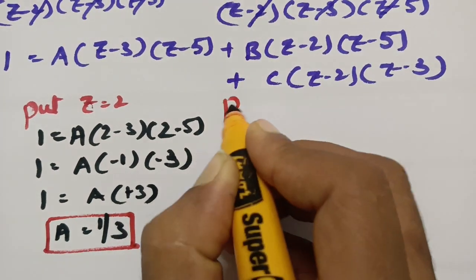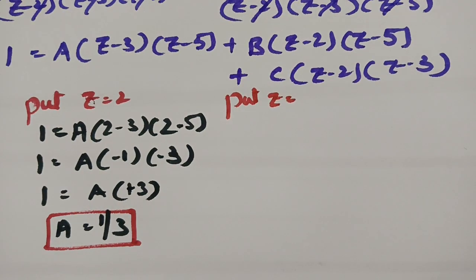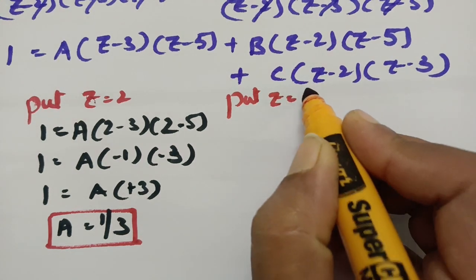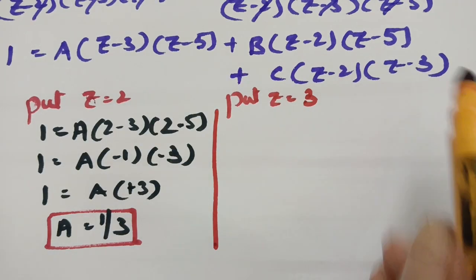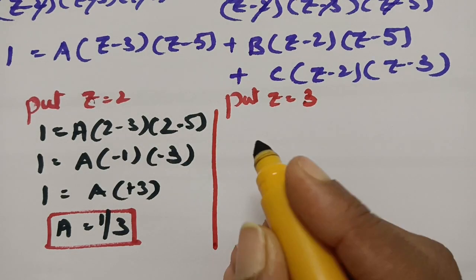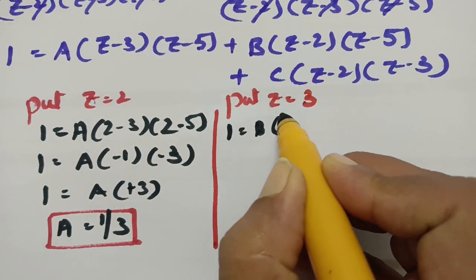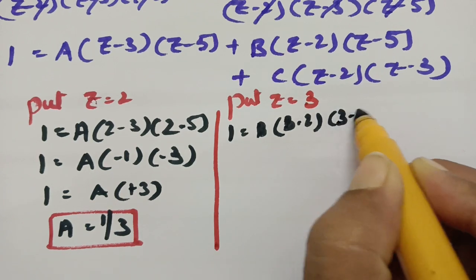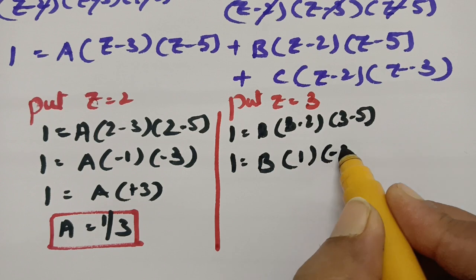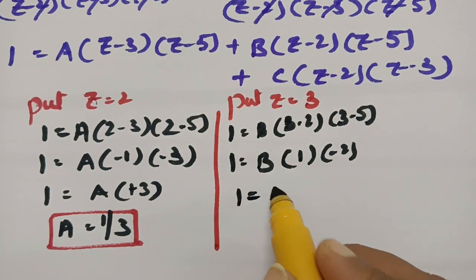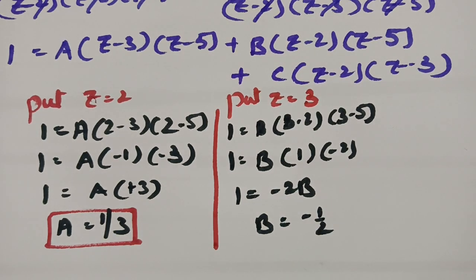And next one, put z is equal to 3. So if you keep z is equal to 3, what happens here? This will become 0 and this will become 0. And therefore, what remains? 1 is equal to b times (3 minus 2), (3 minus 2) and (3 minus 5). 1 is equal to b times 1 into minus 2. 1 is equal to minus 2b. So b value is equal to minus 1 by 2.